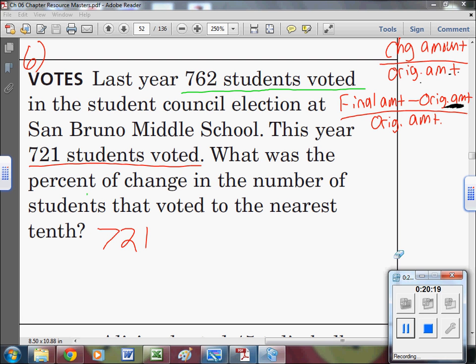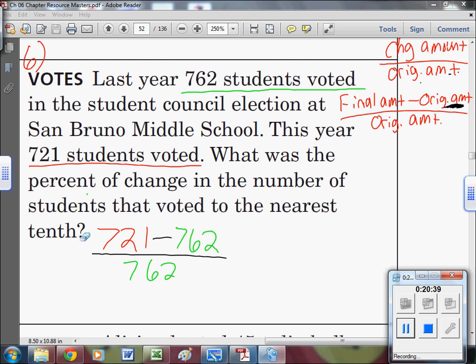So we're going to do the final amount minus the original amount. So that's going to be 721 minus 762. Now, using your common sense, you see it went from 762 last year to 721. So it clearly went down. So you know it's going to be a decrease, a percent of decrease.